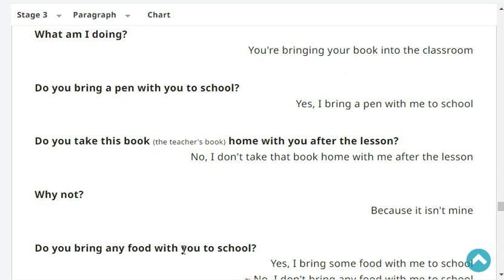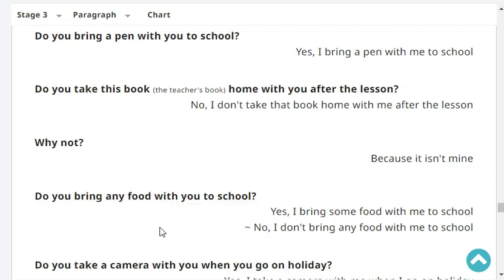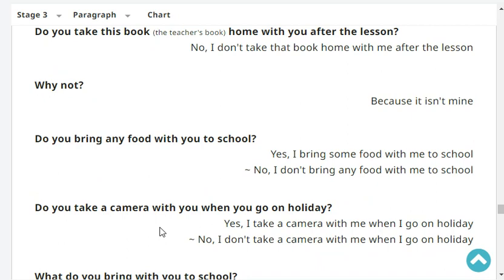Do you bring any food with you to school? Yes or no? Yes, I bring some food with me to school, like a lunchbox. Very good.